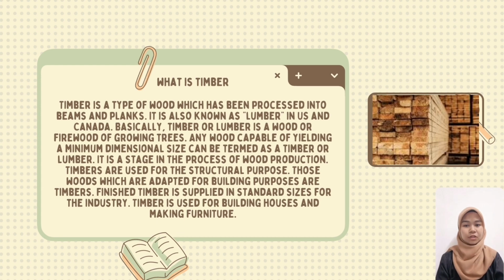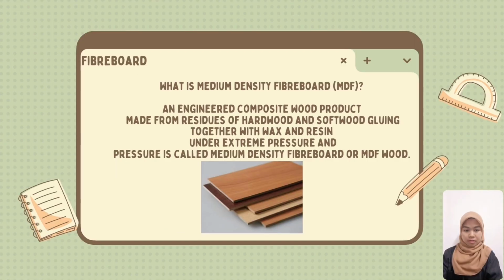Timbers are used for structural purposes. Those woods which are adapted for building purposes are timber. Finished timber is supplied in standard sizes for the industry. Timber is used for building houses and making furniture. There are many types of timber, and one of them is fiberboard.